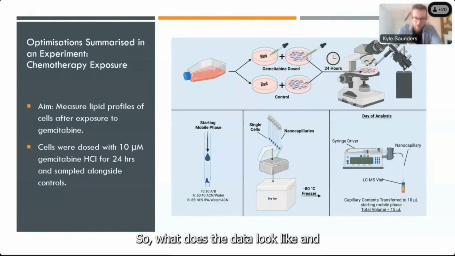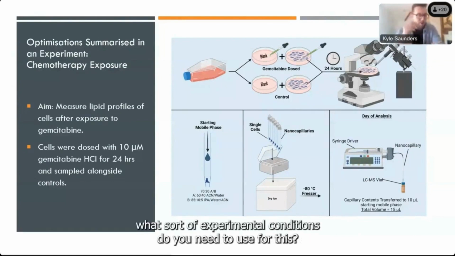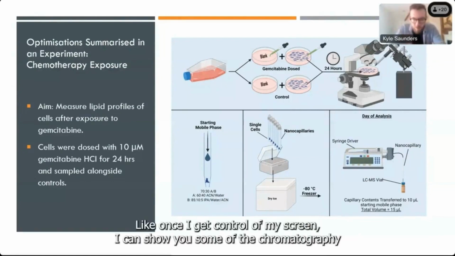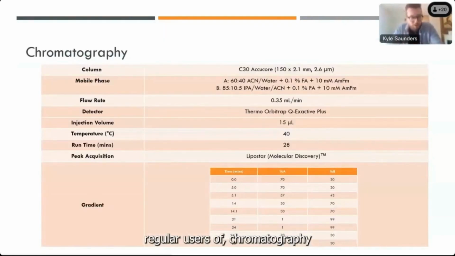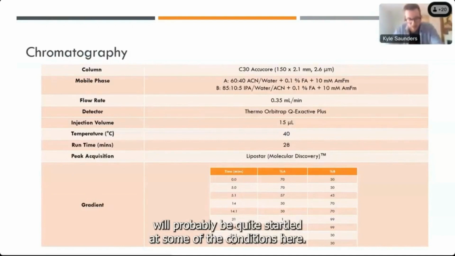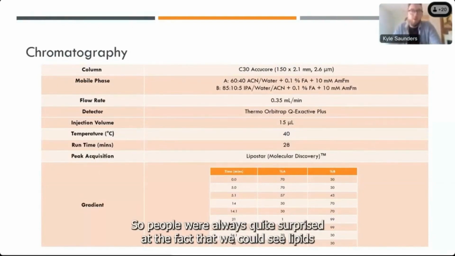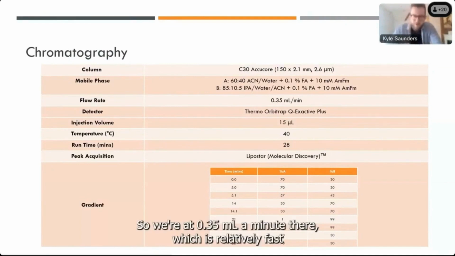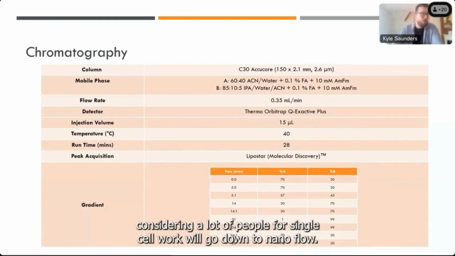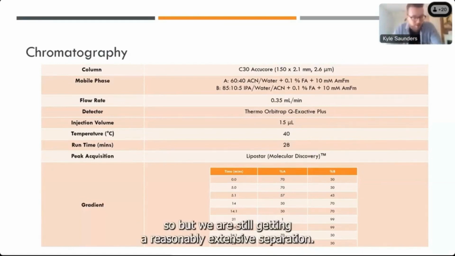So what does the data look like, and what sort of experimental conditions do you need to use for this? So once I get control of my screen, I can show you some of the chromatography that we were using. Those of you who are regular users of chromatography will probably be quite startled at some of the conditions here. So people were always quite surprised at seeing lipids at the single cell level using analytical flow chromatography. So we're at 0.35 mL a minute there, which is relatively fast, considering a lot of people for single cell work will go down to nano flow. But we are still getting a reasonably extensive separation.